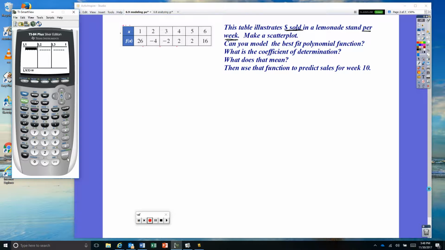Since it says our x's are 1, 2, 3, 4, 5, 6, enter those in list 1. Go over to list 2 and enter 26. Negative 4, make sure you use your negative button. Negative 2, 2, 2, and 16.